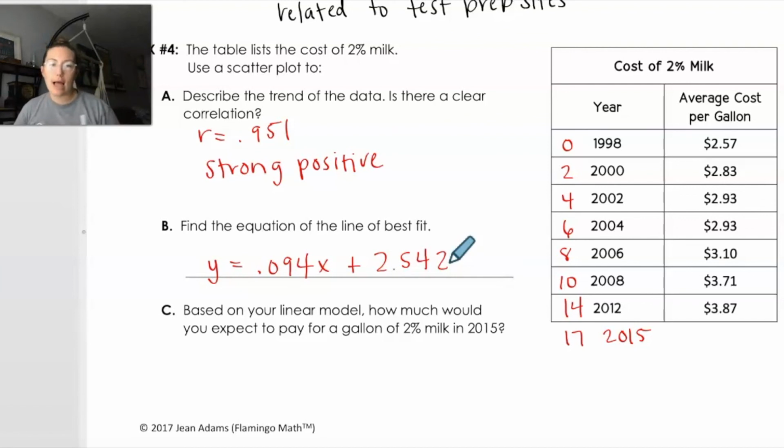All right, so now the last question, the one that we haven't practiced as much. Based on your linear model, how much would you expect to pay for a gallon of milk in 2015? So this is the same one as our example number 2. What were we finding? Oh, finding the calories based on the fat. Same idea. So we're going to do that process again. So if you need help, go back to example number 2. I wrote the directions there.